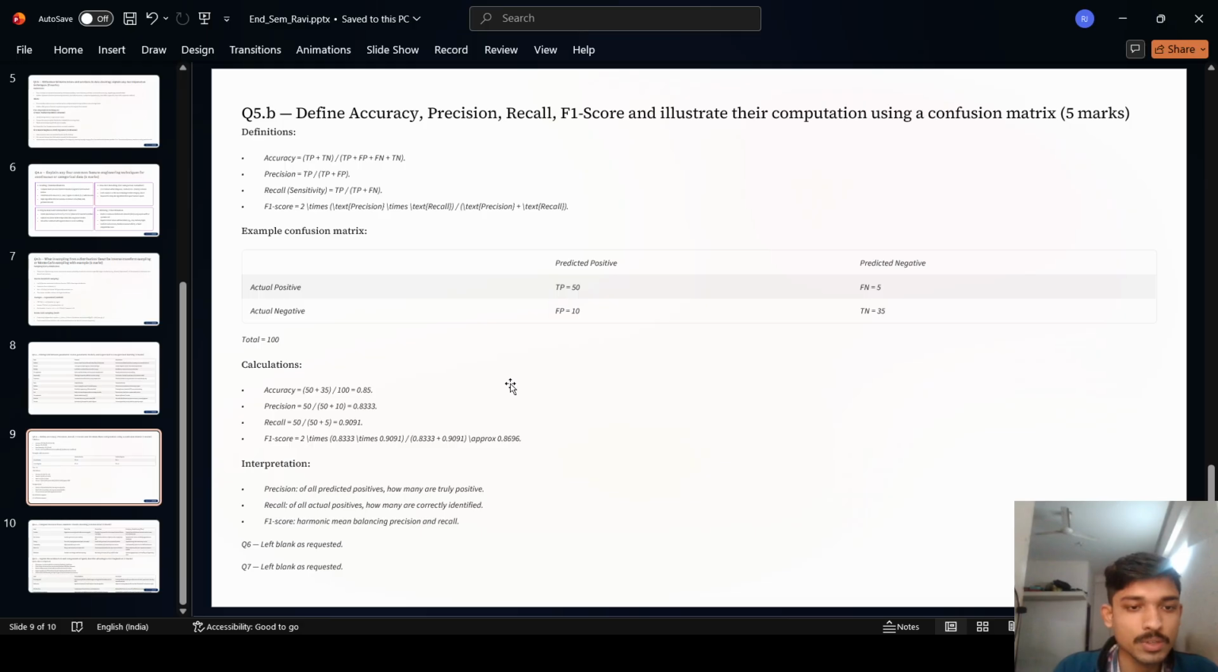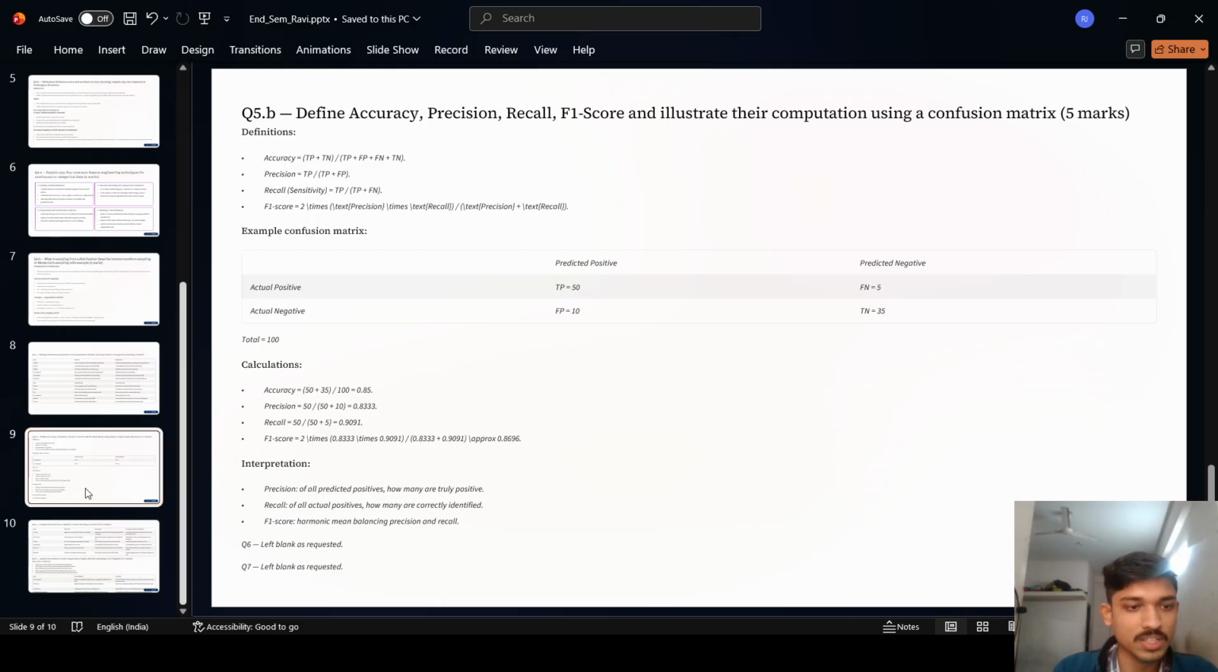So what is the interpretation we can get from these calculations? First we will see precision. Precision is, of all predicted positives, how many are truly positive, and recall is, of all actual positives, how many are correctly identified. We will notice here that precision is about predicted positives and recall is about actual positives. And F1 is the harmonic mean, which I will discuss.